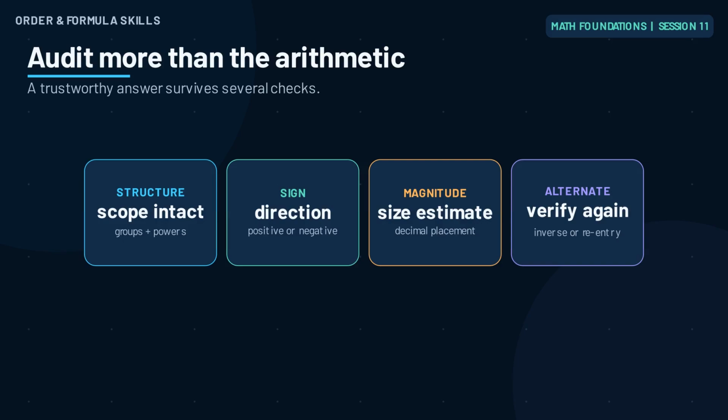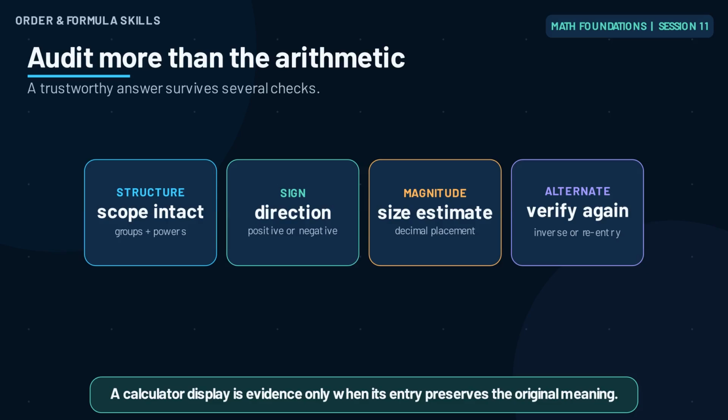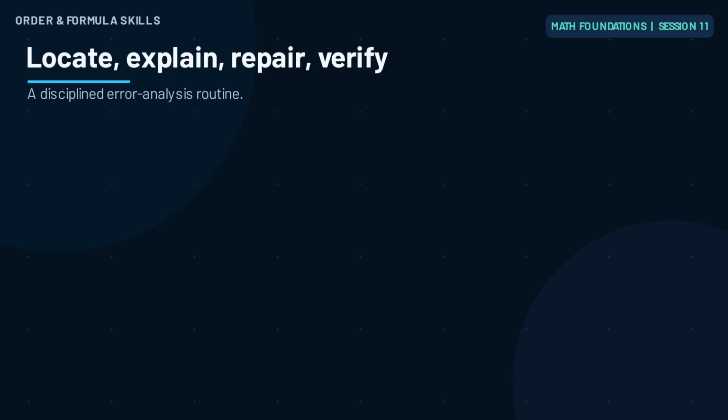Agreement among these checks makes a calculator display more trustworthy. A display is evidence, not an explanation. Preserve the structure that produced it. Verification should test meaning as well as arithmetic. Use a 4-part routine whenever you diagnose written or calculator work.